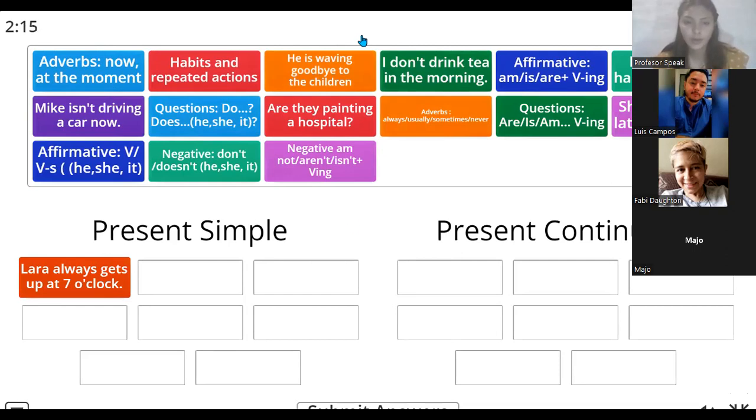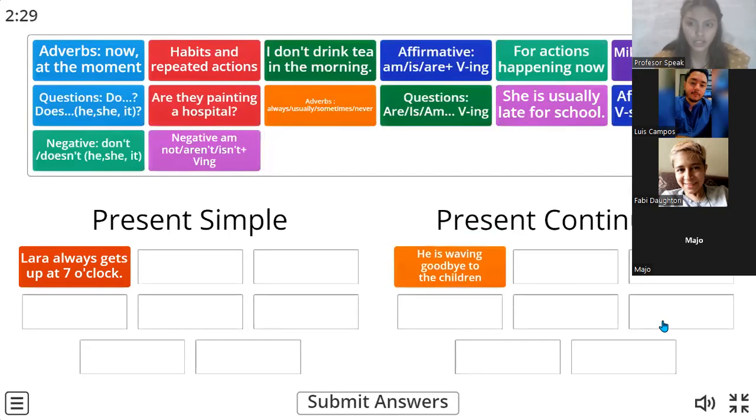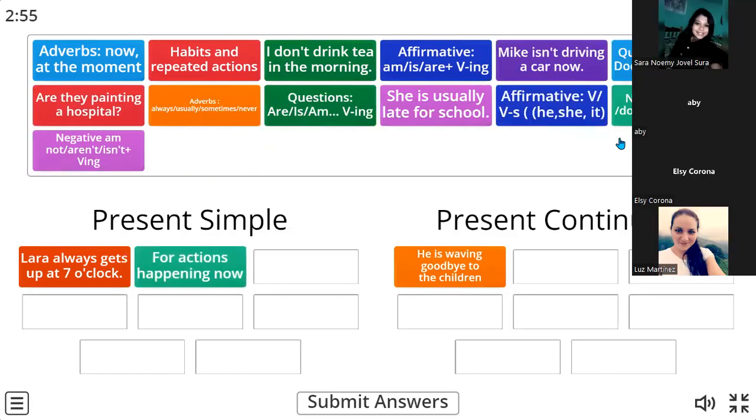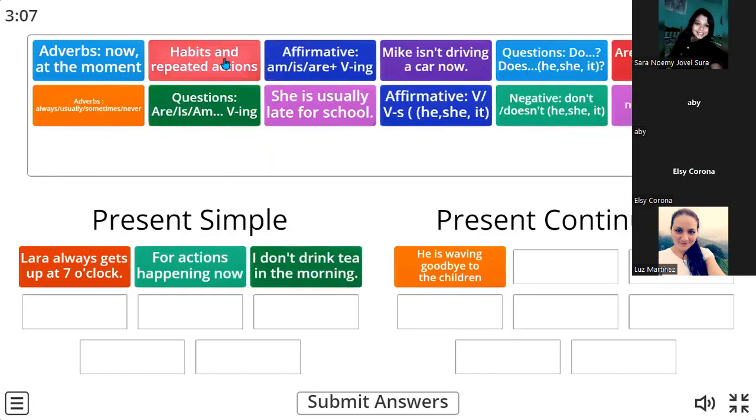Present continuous or present simple? Present continuous. Present continuous. Okay, excellent. Fabi, are you there? Can you talk? Yes, teacher. Okay, what about this one? For actions happening now. It's present simple. Okay, let's check. Who else? Sara, this one. Present simple. Okay, Abby, this one. Present simple. Okay.